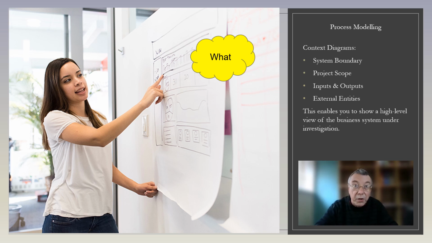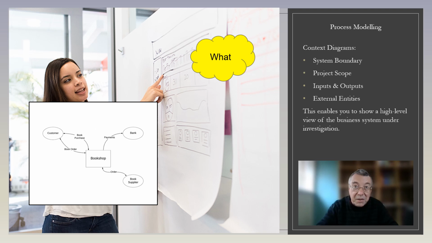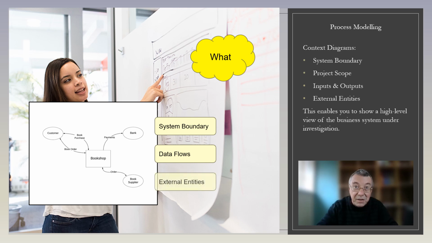Welcome to the wonderful world of process modeling and context diagrams. A context diagram is a nice, simple, straightforward diagram that enables you to capture a high-level view of a business system. It shows the system boundary, the key flows in and out of that system, and the external entities, the things that interact with the system, people, organizations, maybe other systems.